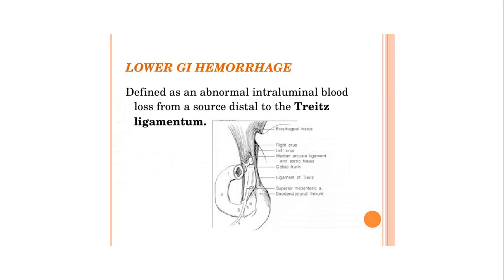So, lower GI hemorrhage is defined as abnormal intraluminal blood loss from a source distal to the ligament of Treitz. The ligament of Treitz is also called the DJ junction. So below the DJ junction, distal to the DJ junction, the bleed usually comes from the rectal area. It's called lower GI hemorrhage.